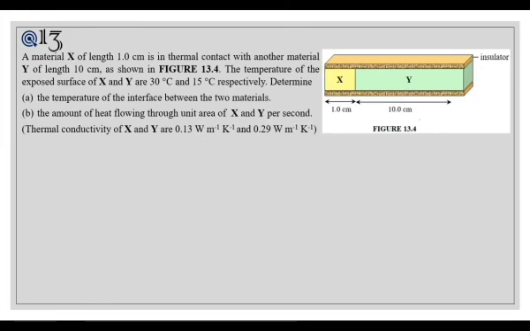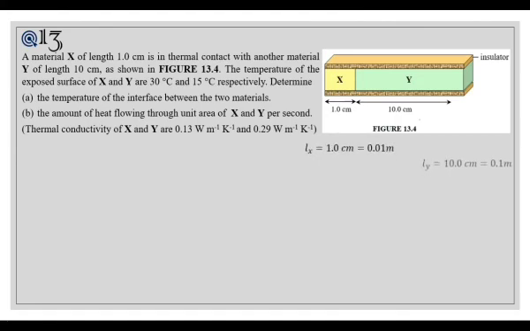Okay, we are now at the last question for this tutorial. So question number 13. A material X of length 1.0 cm is in thermal contact with another material Y of length 10 cm as shown in figure 13.4. The temperatures of the exposed surfaces of X and Y are 30 degrees Celsius and 15 degrees Celsius respectively. Determine the temperature of the interface between the two materials, and the amount of heat flowing through unit area of X and Y per second. Given to us, the thermal conductivities of X and Y are 0.13 watt per meter per Kelvin and 0.29 watt per meter per Kelvin.